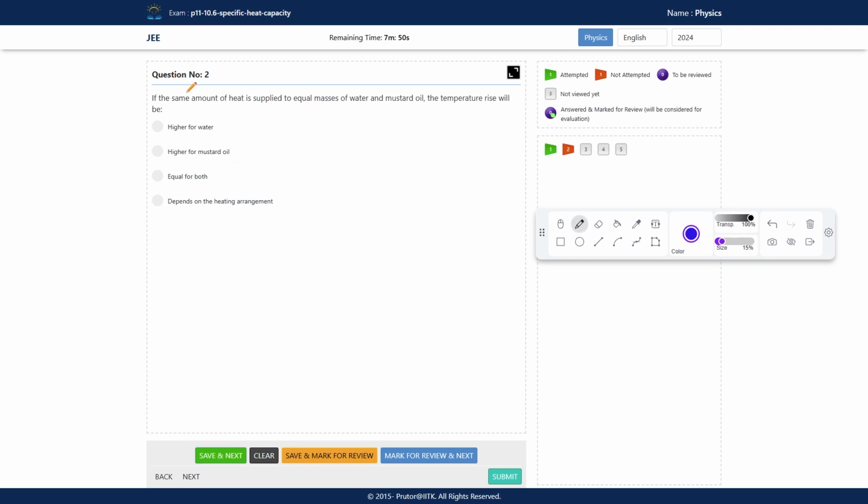Second one: if the same amount of heat is supplied to equal masses of water and mustard oil, the temperature rise will be what? Option A, higher for water. Option B, higher for mustard oil. Option C, equal for both. And last, depends on heating arrangement. So which option is correct? Please find the correct answer.